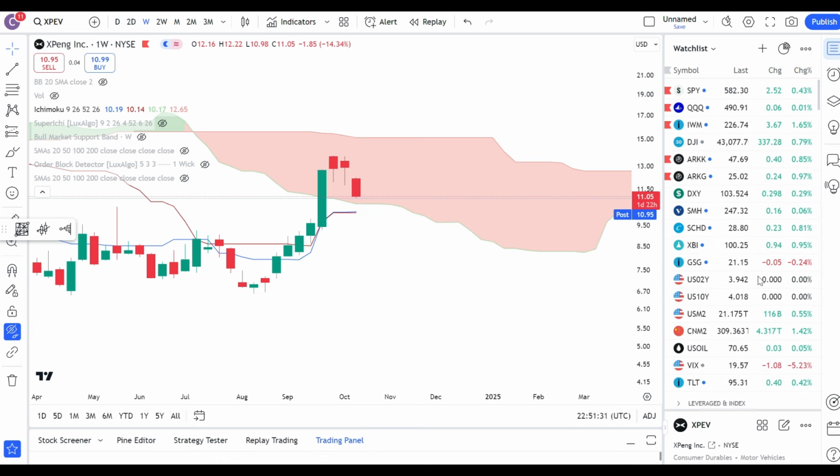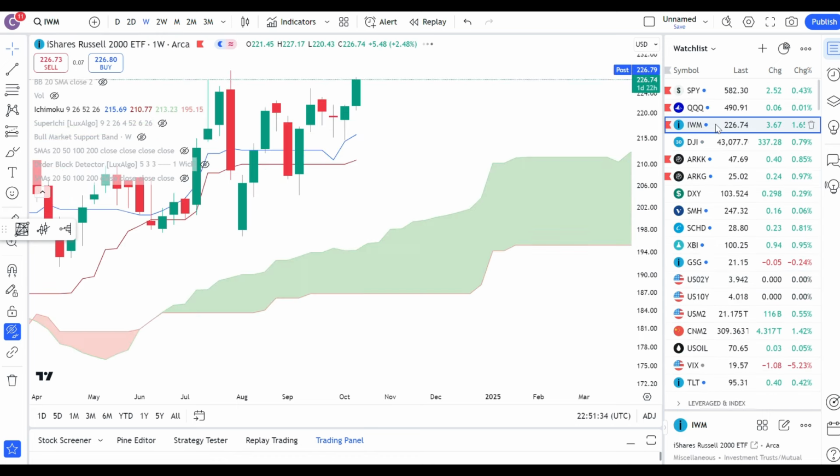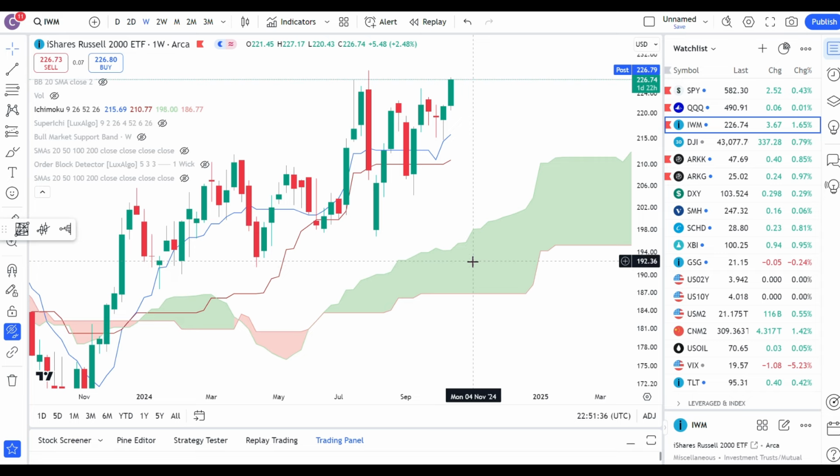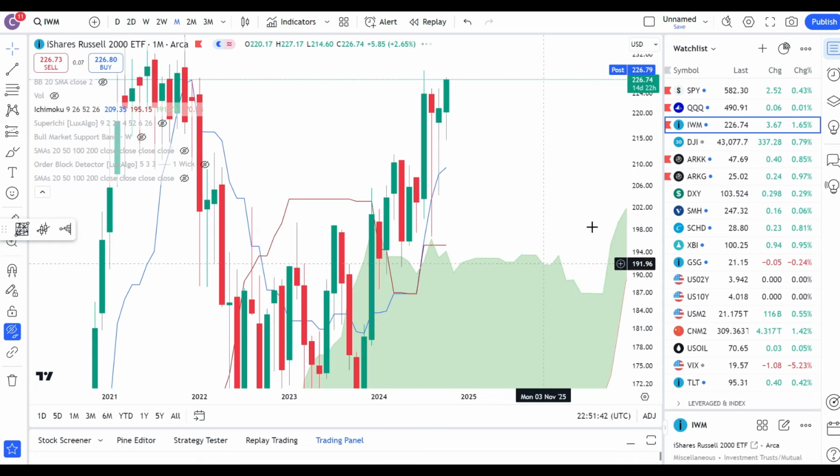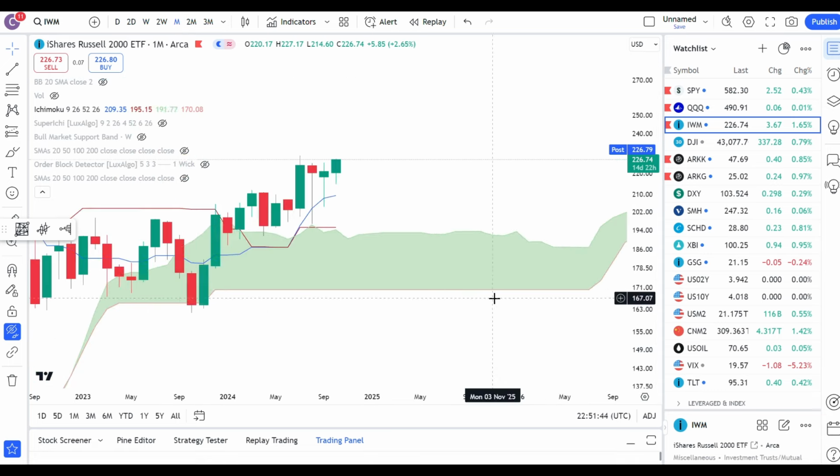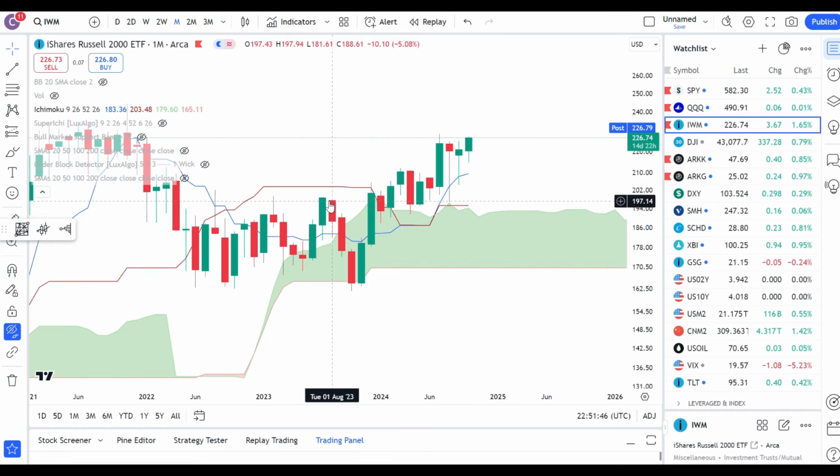Now, finally, there's one thing that I'm very, very bullish about, and I've been very bullish about for many months now, almost a year now, right? I've been very bullish on the Russell 2000, IWM. I was very bullish for the entire year, and IWM has been very bullish for the entire year.